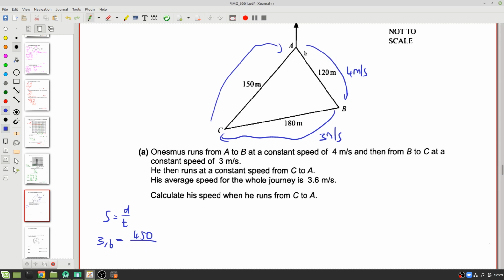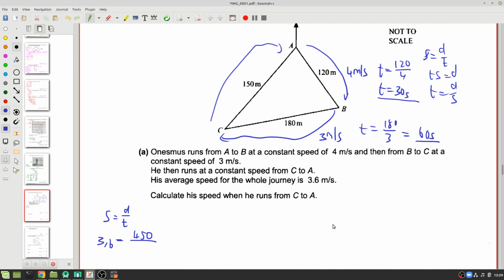Okay, so we can find out what this time is from here to here because we know the distance and the speed, and the same for the second part. So here we can say, if speed equals distance over time, then time times speed equals distance, and then time equals distance divided by speed. So time in this case is distance divided by the speed, which is 4. So that gives us a time of 30 seconds. And we can do the same here. So this time would be distance divided by speed, and that gives us 60 seconds.